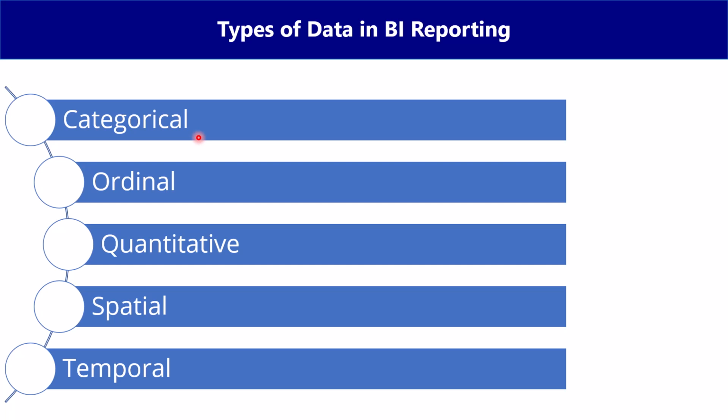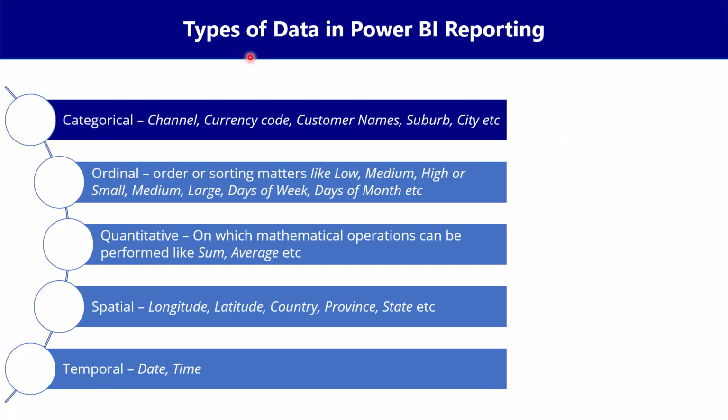Before we actually go into Power BI to explore what the different data types are, it is important to understand that there are 5 types of data that you can encounter in BI reporting. The first being categorical, the second being ordinal, the third is quantitative, fourth is spatial, and the fifth is temporal. When we are talking about types of data in Power BI, then we are essentially talking about columns in the table. So any column inside a table would belong to any of these 5 types.